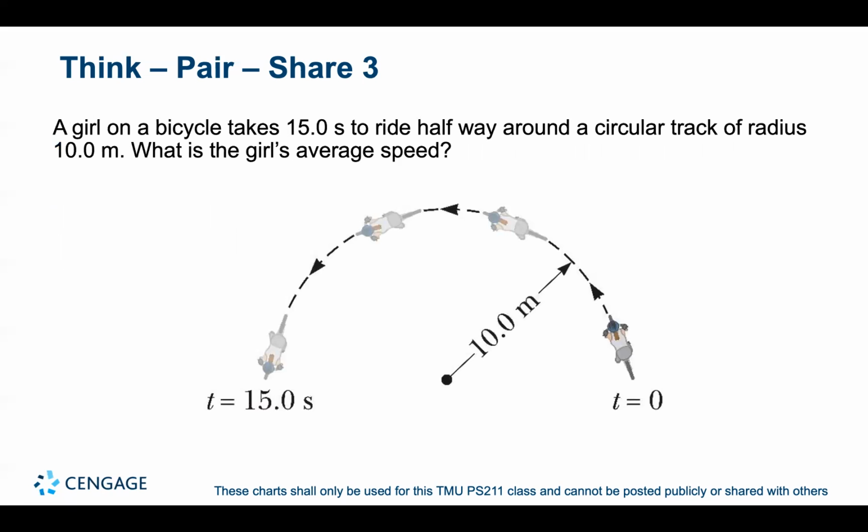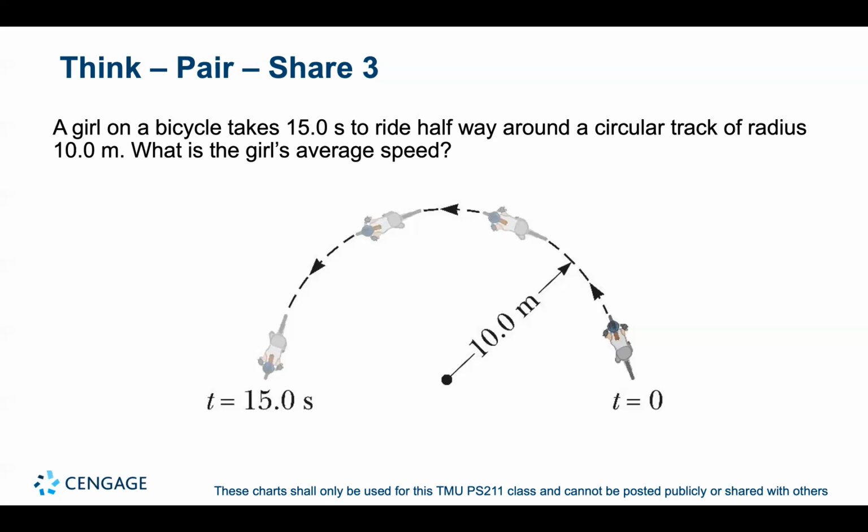Okay, a girl on a bicycle takes 15 seconds to ride halfway around a circular track of radius 10 meters. What is the girl's average speed? So you can be thinking about this, that using some geometry in this case, we know that the radius is 10 meters. We know that a semi-arc of a circle, that pi comes into that equation.